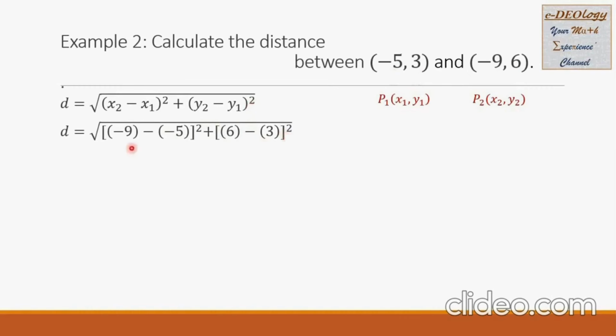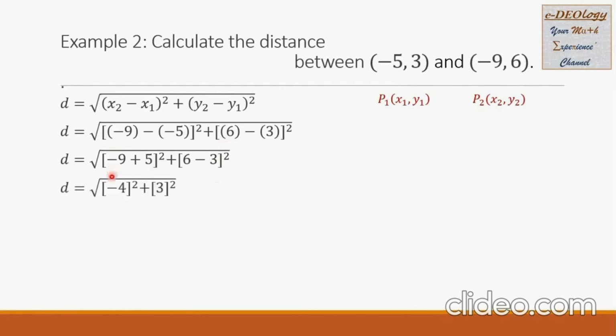Then we simplify further. We remove the grouping symbol of negative 9. It's now without the parenthesis here. The minus and the negative 5 becomes plus 5. We copy the square. Then plus. We remove the parenthesis for the 6 and for the 3. The minus sign is simply copied here.